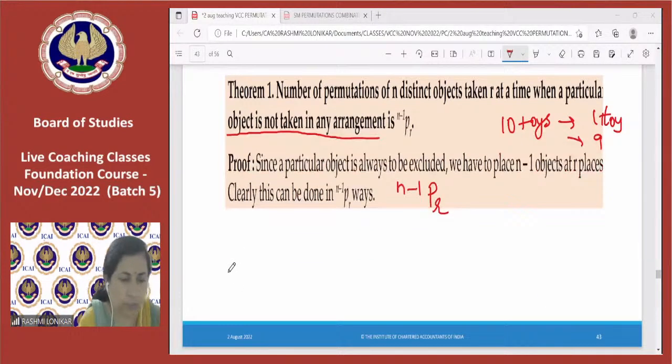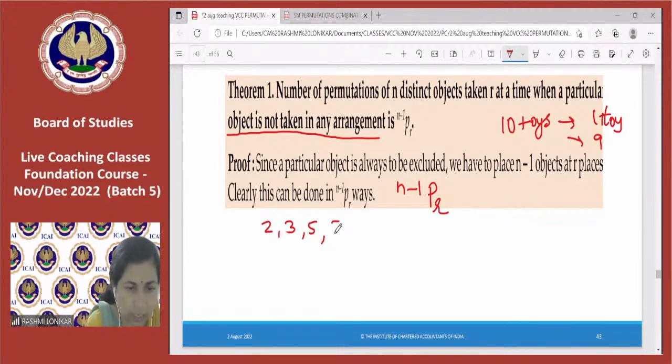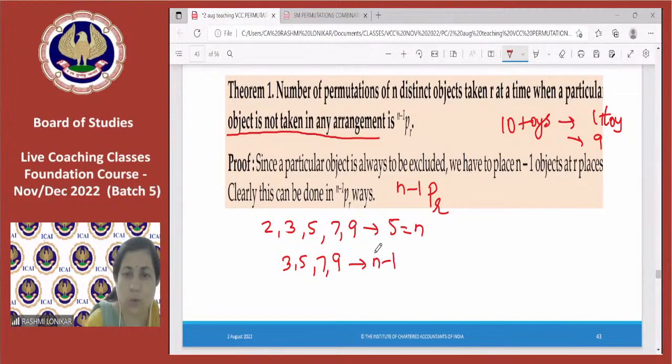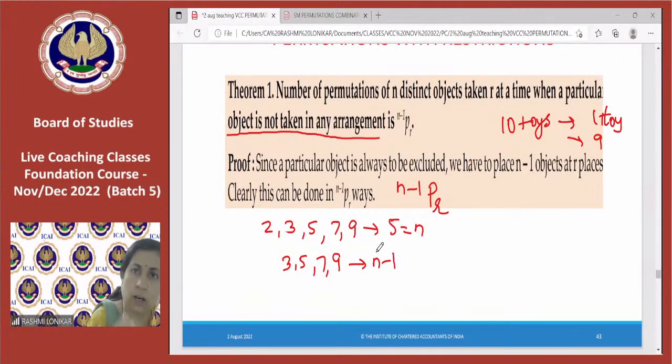Suppose I have the numbers 2, 3, 5, 7, 9. What if I say that 2 is never taken? Then what will the number of objects available to me be? 3, 5, 7, 9. Okay. So how many numbers were there before? I had 5. So n was 5 over here. Now how many are there? 4. So this is what? N minus 1. Okay. This was the case when one number or one object is always excluded. So I take (n minus 1) P R.